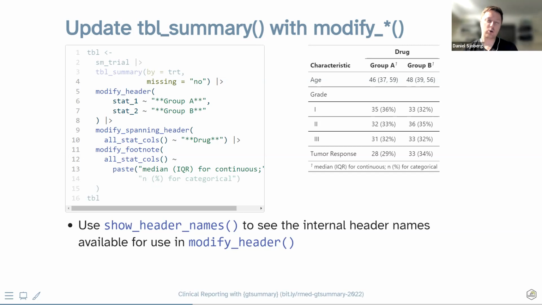You may be looking at that code on the left wondering, how did I know that stat_1 was the first column and stat_2 was the second column? There's a function called show header names that will show you this is what the underlying column is, and this is what the current label is. It makes it much easier to identify which columns you may want to change. There's another helper function, similar to all continuous that you saw previously, called all stat cols. It's going to select all of the columns that are summarizing statistics, so that's a nice way to add a quick spanning header over all of the group A and group B.